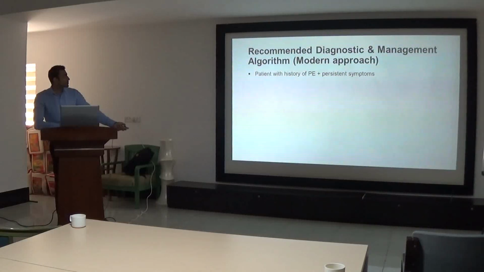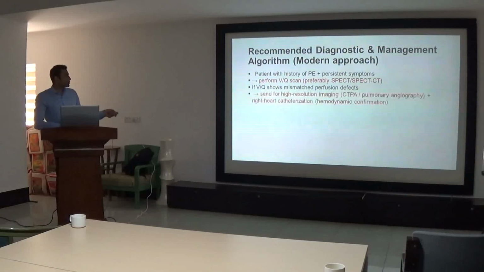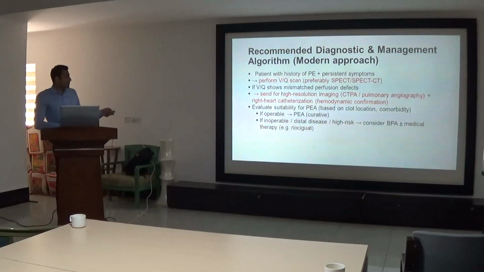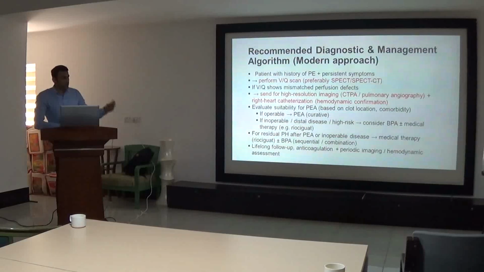Patient with history of PE plus persistent symptoms. This is again the same slide. Perform VQ scan, and if there is a VQ mismatch defect, send for CTPA and right heart cath. Evaluate suitability: curative or inoperable. If inoperable, then BPA and medical therapy. Residual PH, again BPA and medical therapy. So it is something in which medical therapy has been used throughout, even before diagnosis; PDE5 inhibitors are used.